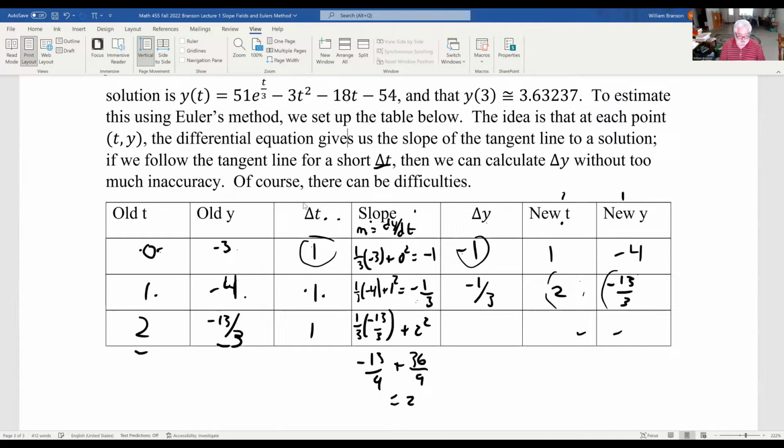That's 23/9, which is our slope. So delta y is 23/9 times delta t. Our new t is 2 plus 1, which is 3. And our new y is -13/3, which is -39/9, plus 23/9, which equals -16/9.